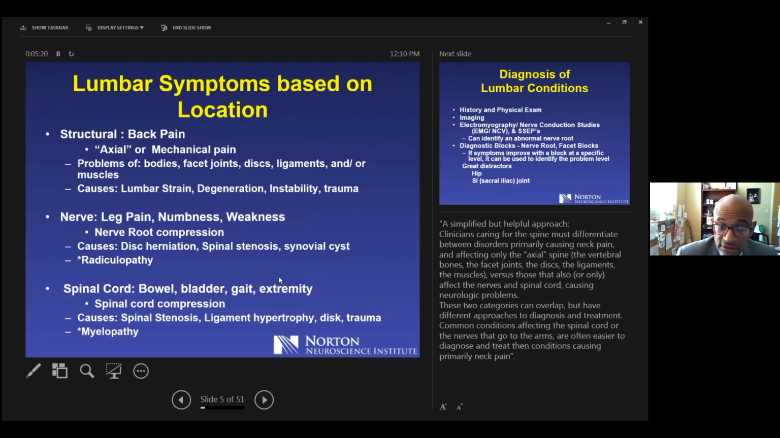We can have it in skeletal muscle, we can have it in the facet joints, the posterior elements. We can have them in the discs, the ligaments. Again, they can be in the musculature. Causes of back pain can be varying. Sometimes we just wake up with back pain. Sometimes we strain our backs, or we have degenerative changes with time.